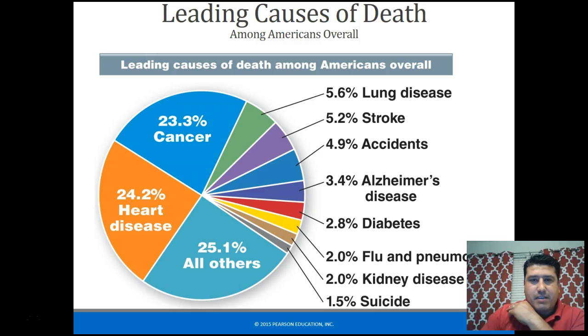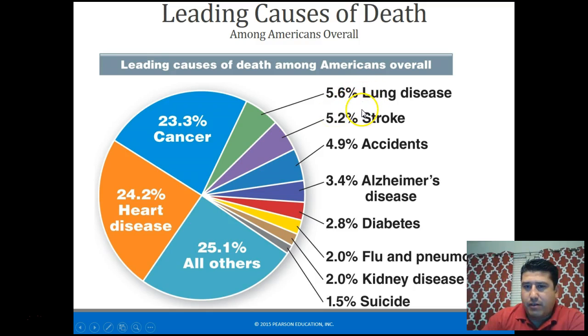Here's some information on leading causes of death. You can see that heart disease is the number one killer, roughly 24 to 25%. Cancer kills a lot of people as well. And then you have some individual diseases, and they're frequent, though not as common as cancer and heart attack. We'll talk about heart disease and cancer throughout the semester.